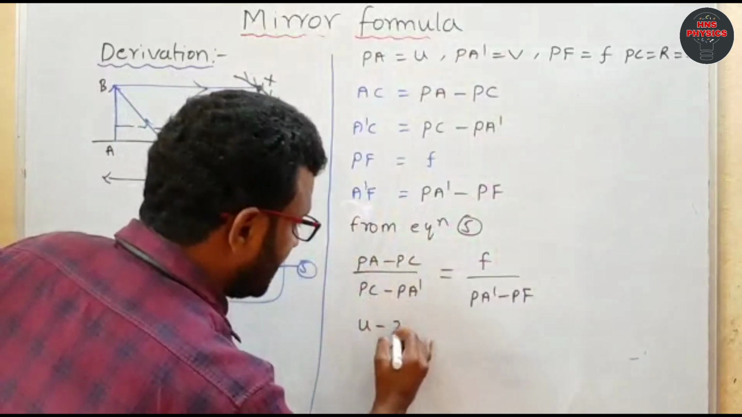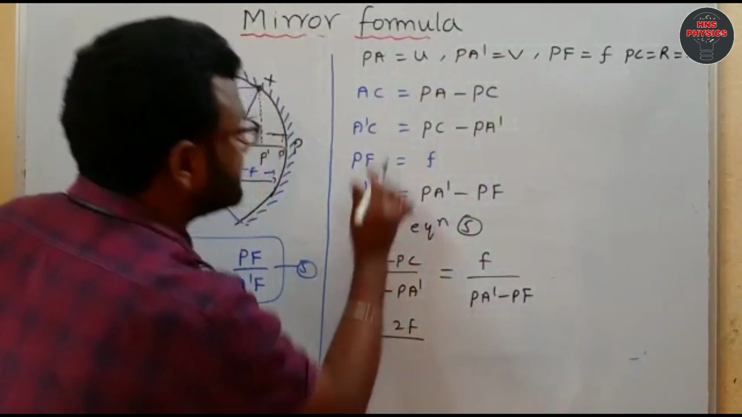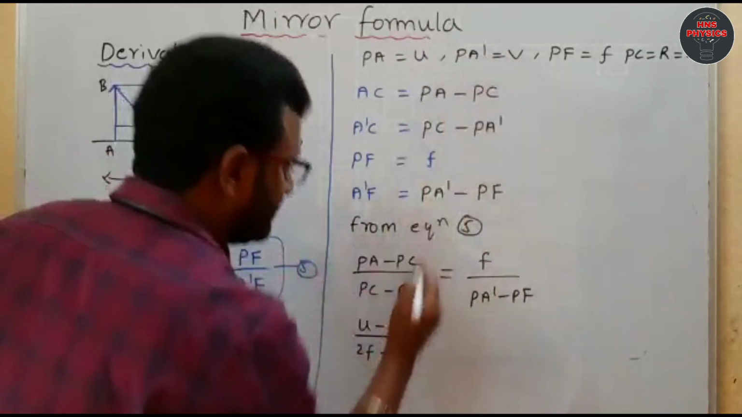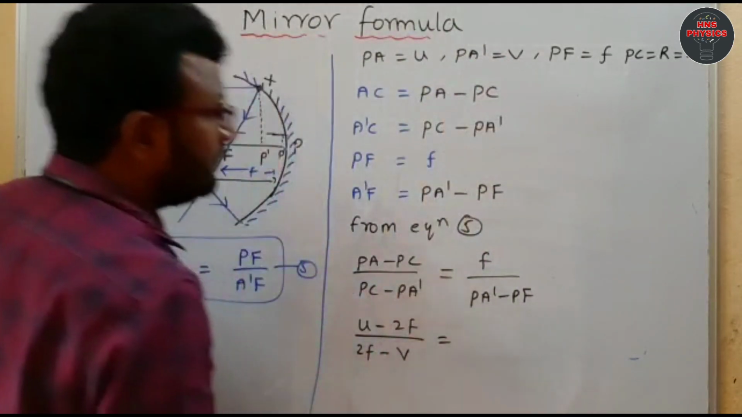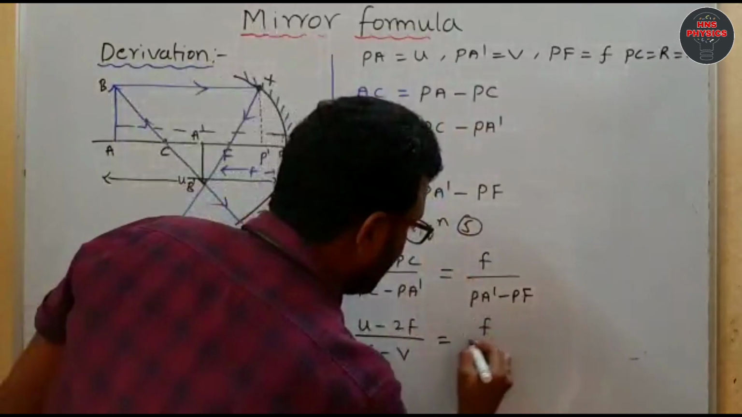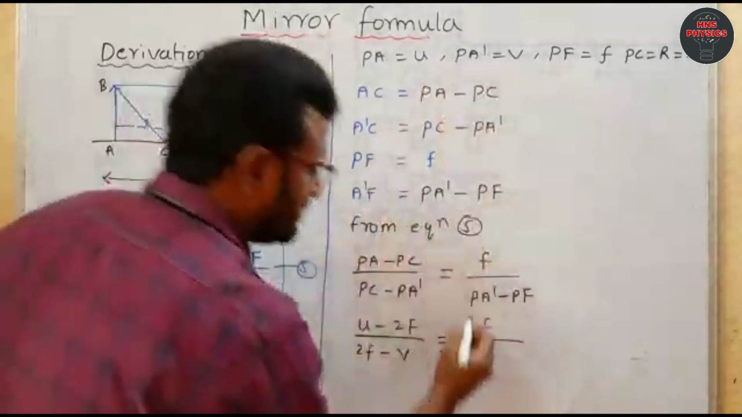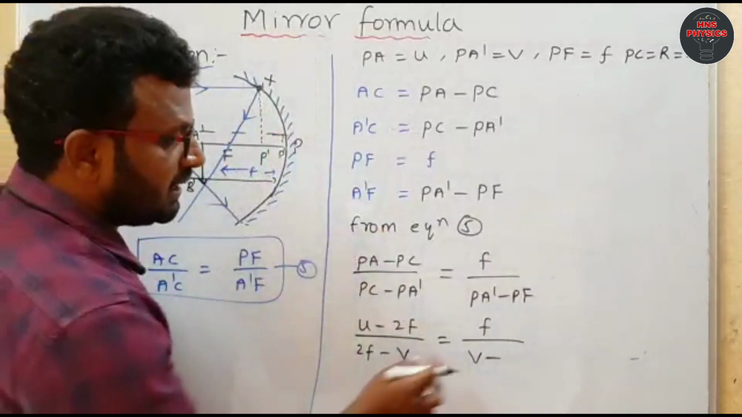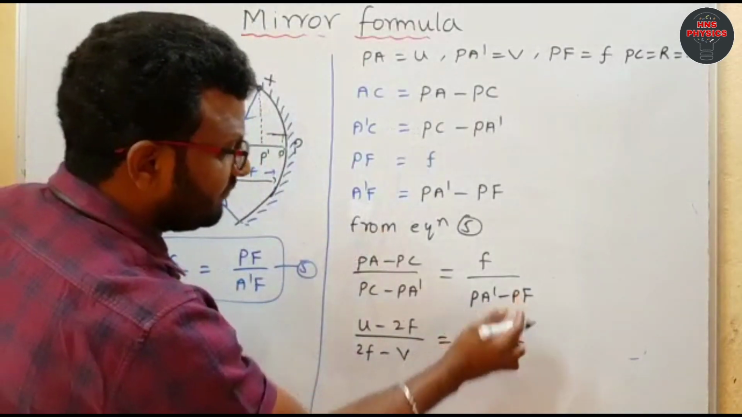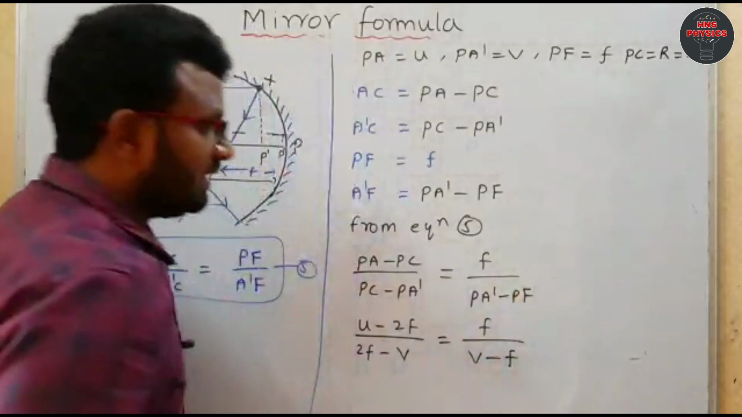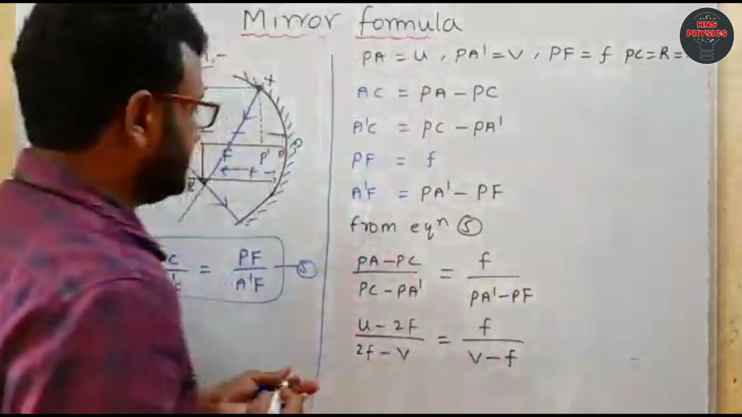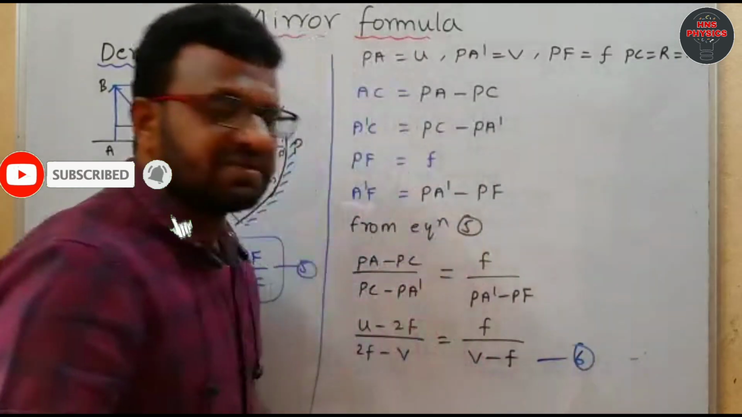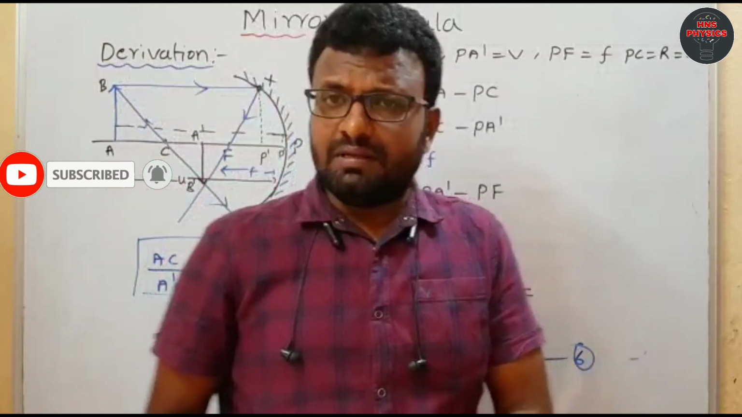So in place of PC you can write directly 2F, so u minus 2F by 2F minus PA dash, which is nothing but v, equals F by PA dash, which is v, minus PF, which is F. This is equation 6, I am going to consider it as equation 6. Now from equation 6 we have to derive the mirror formula.